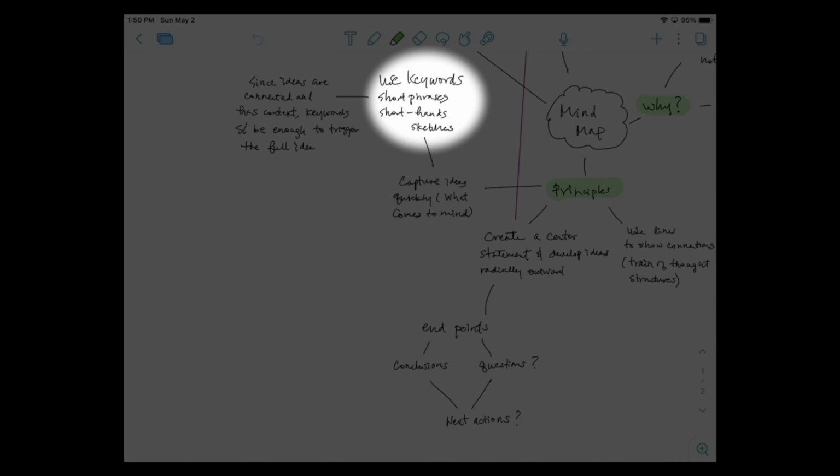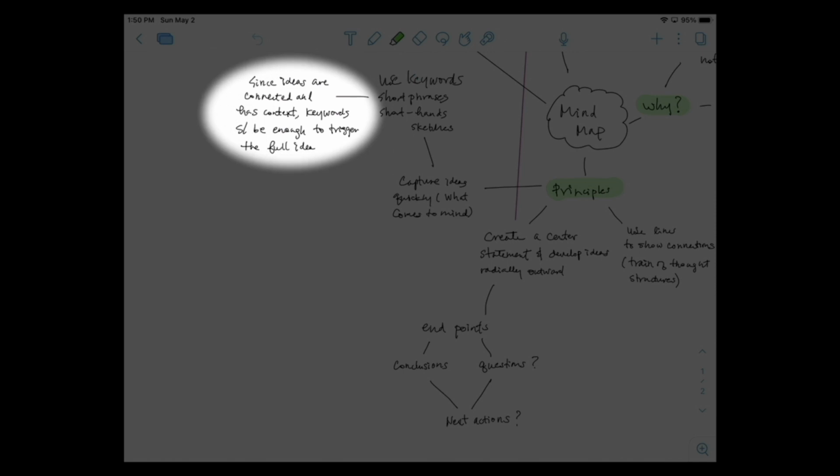When I first started doing this, I was hesitant to keep things too concise as I worried that the short phrase might not provide enough context to trigger the full idea. But since all these ideas are connected and I can follow the train of thought, I find in most cases short phrases are all you need.